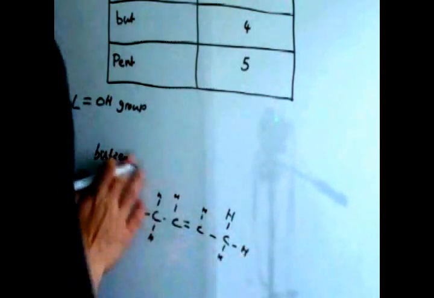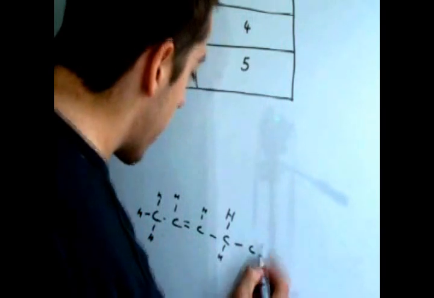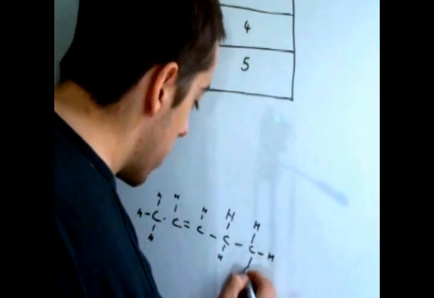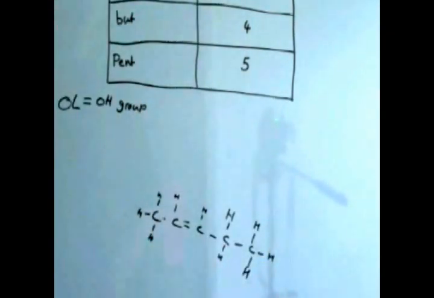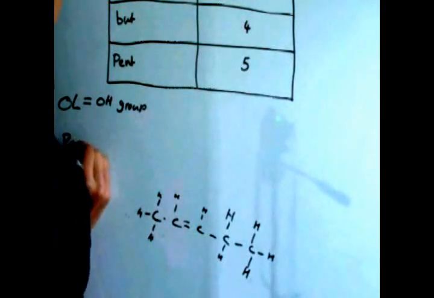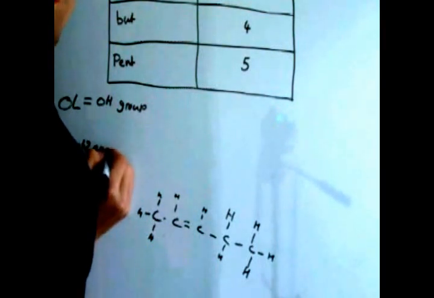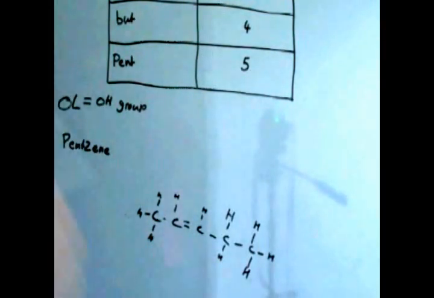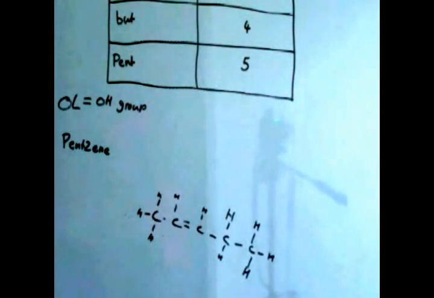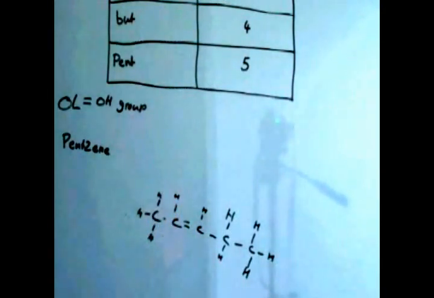But on the other hand, if you were to have another carbon atom and then again more hydrogens, you'd end up with pent-2-ene. Here we've got 5 carbon atoms, hence the pent. We know it's got a double bond because it's got the ene, so it's an alkene.